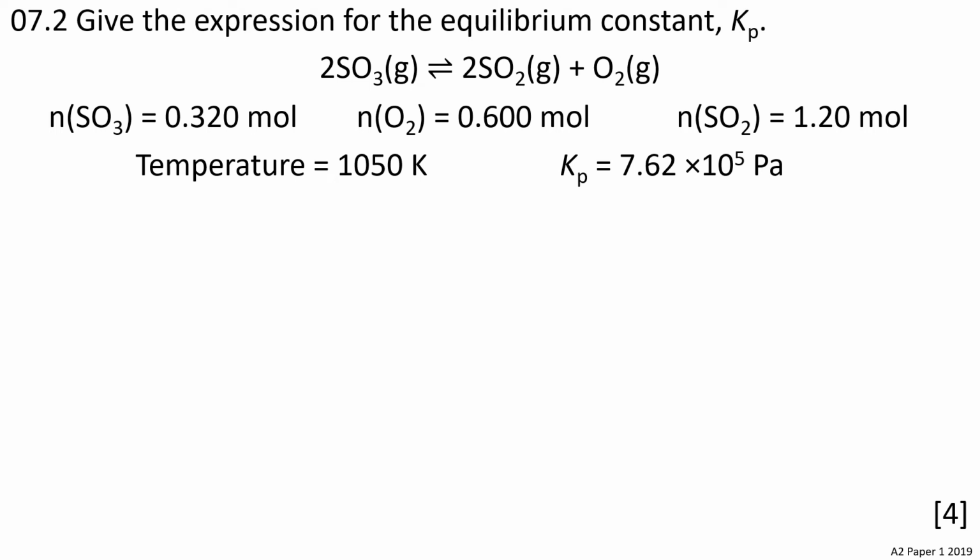So next we have to give the Kp expression. So Kp is the partial pressures of the products raised to the stoichiometric coefficients divided by the partial pressure of the reactants raised to their stoichiometric coefficients. Stoichiometric coefficient is just a balancing number.